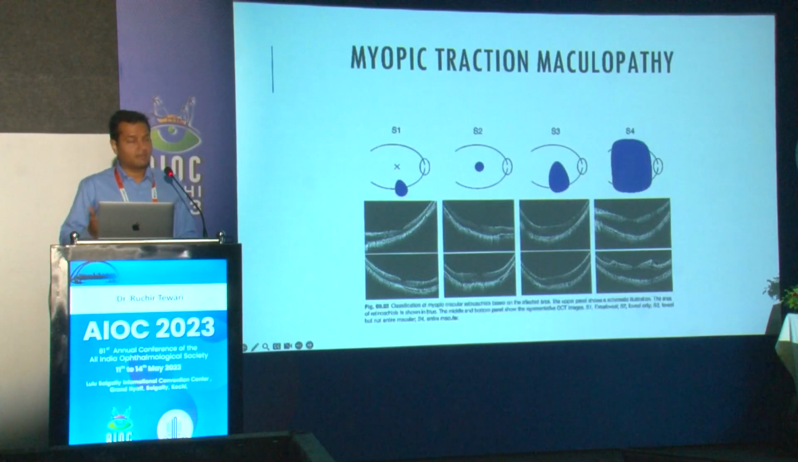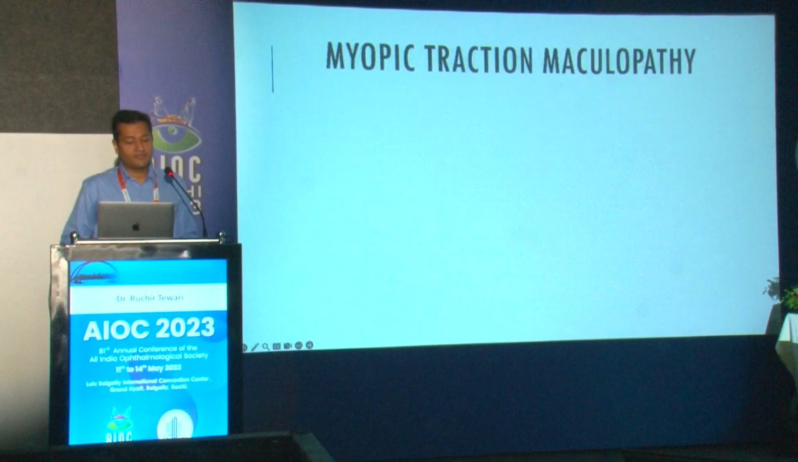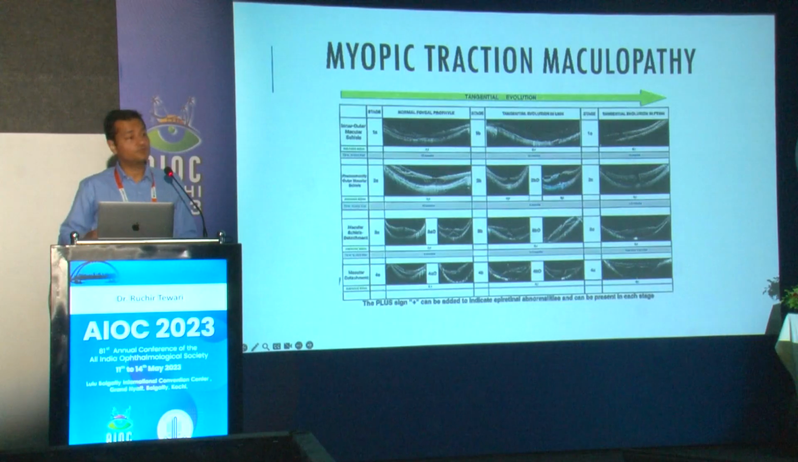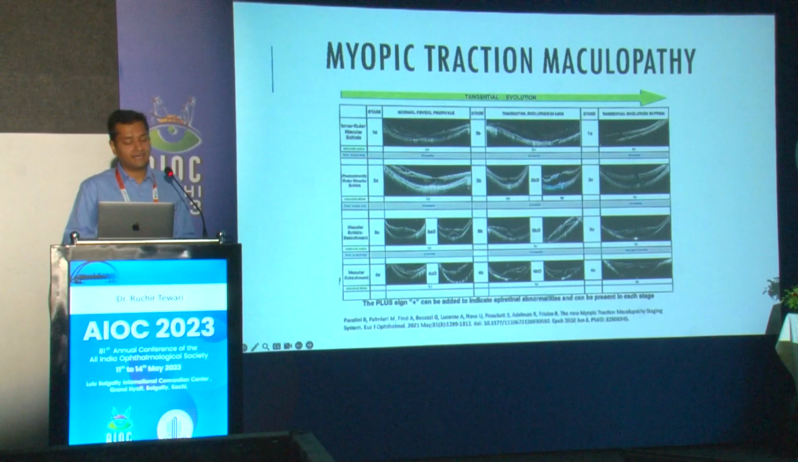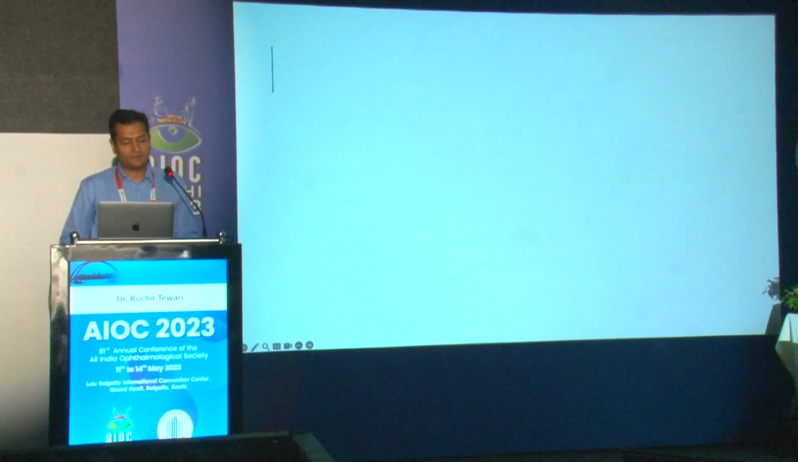So what is myopic traction maculopathy? As described earlier, it is a macular schisis. Classically, it has been described based on the location of the schisis, whether it is extrafoveal, foveal, whether the entire macula is involved or just a portion of the macula. Recent publications also suggest incorporating the tangential traction component, and this publication by Parolini et al. describes in a very beautiful way the evolution of macular schisis from a simple schisis to a macular hole as well as to retinal detachment.